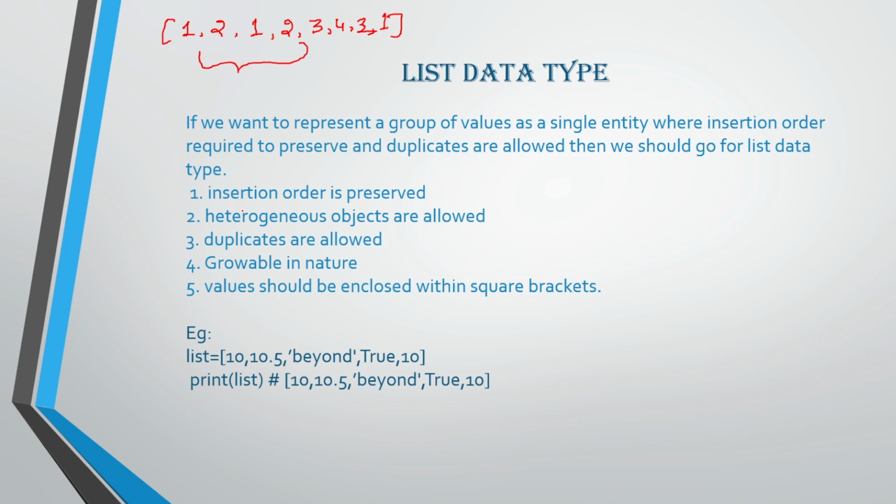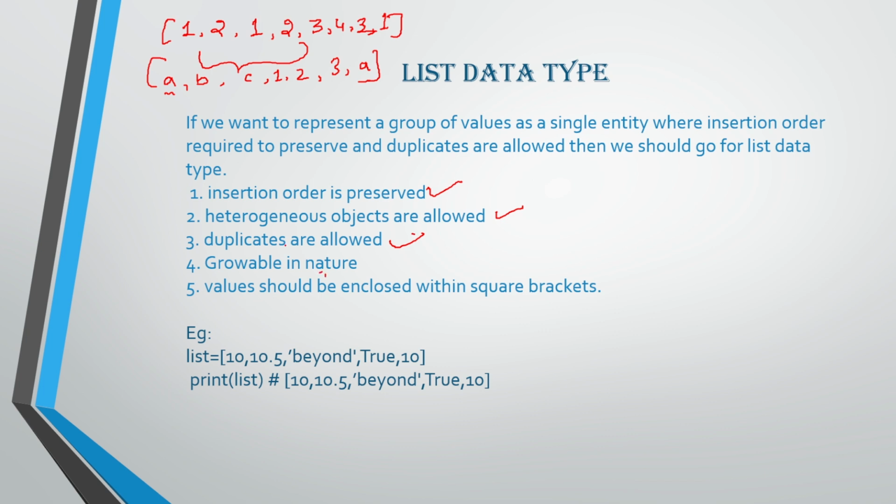So you can see insertion order is preserved, and heterogeneous objects are allowed. That is, for example, with the numbers you can also add alphabets as well: 2, 3, and again A comes. So there is insertion order as well as heterogeneous objects. Duplicates are allowed. You can see A, I have duplicated it, and inside this one, 1, 2, 1, 2, 3 are again repeated. So duplicates are allowed.